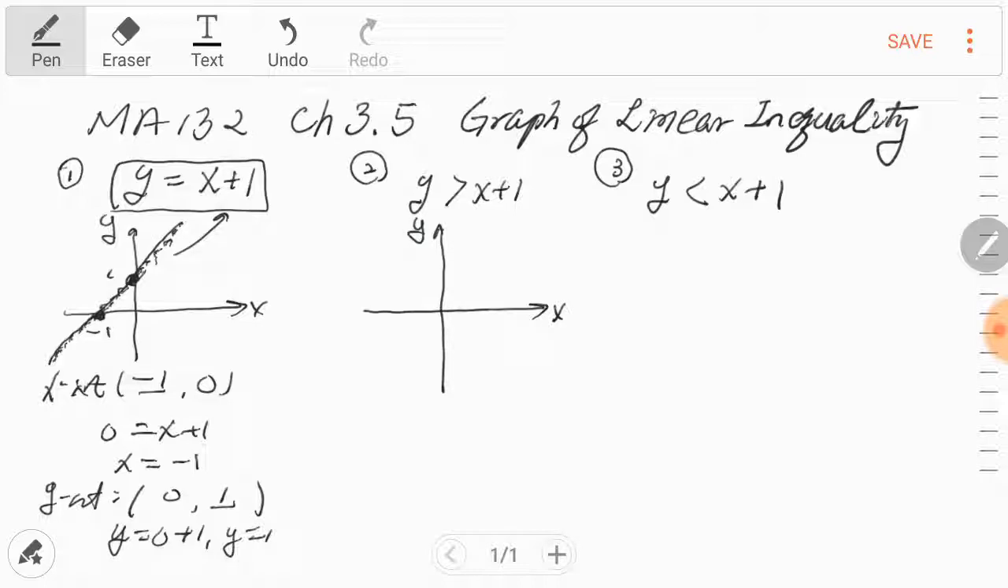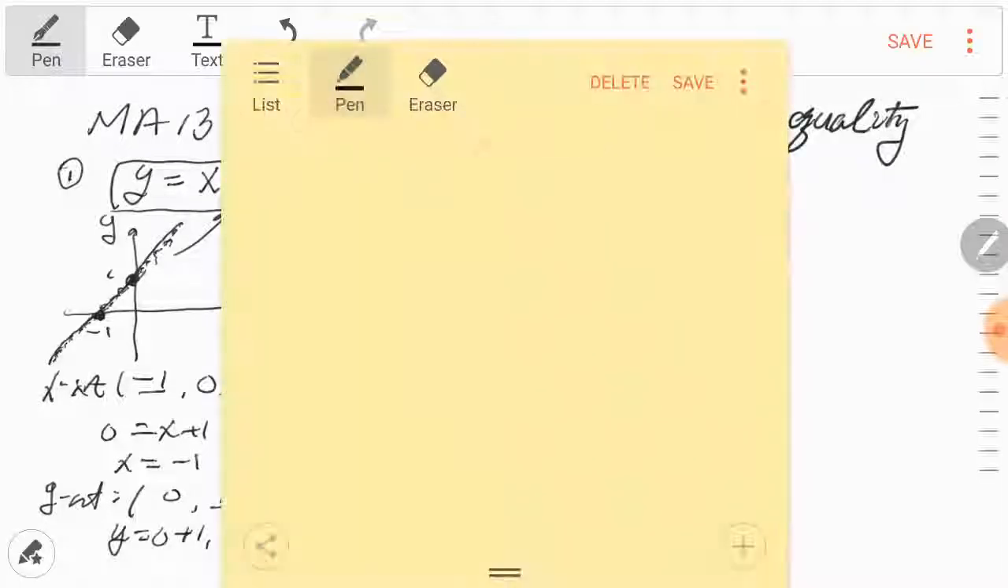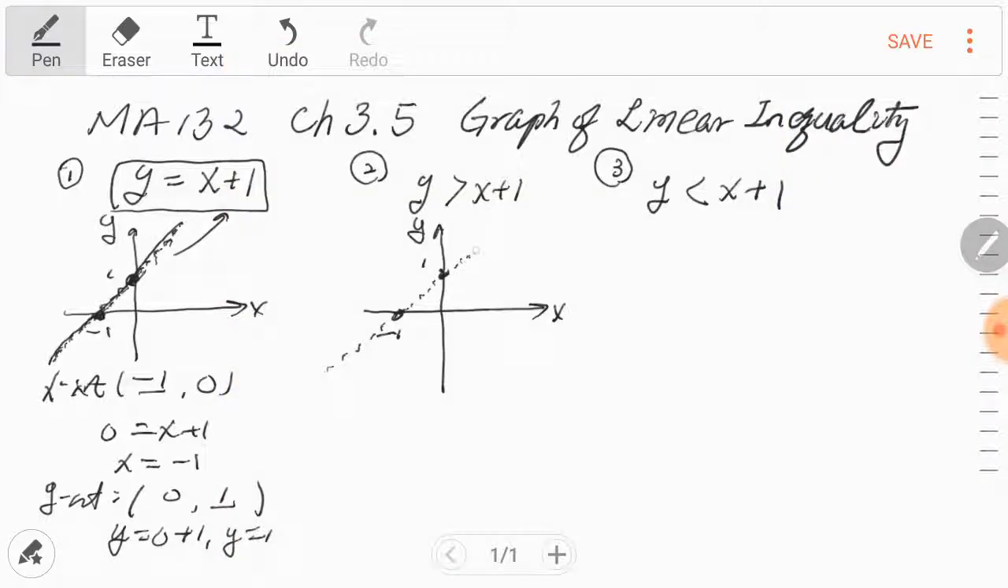Draw the linear equation first. For example, for the first one, the linear equation has x-intercept negative 1 and y-intercept 1. So this is the graph of the linear equation. Let me draw a dotted line, instead of a solid line.